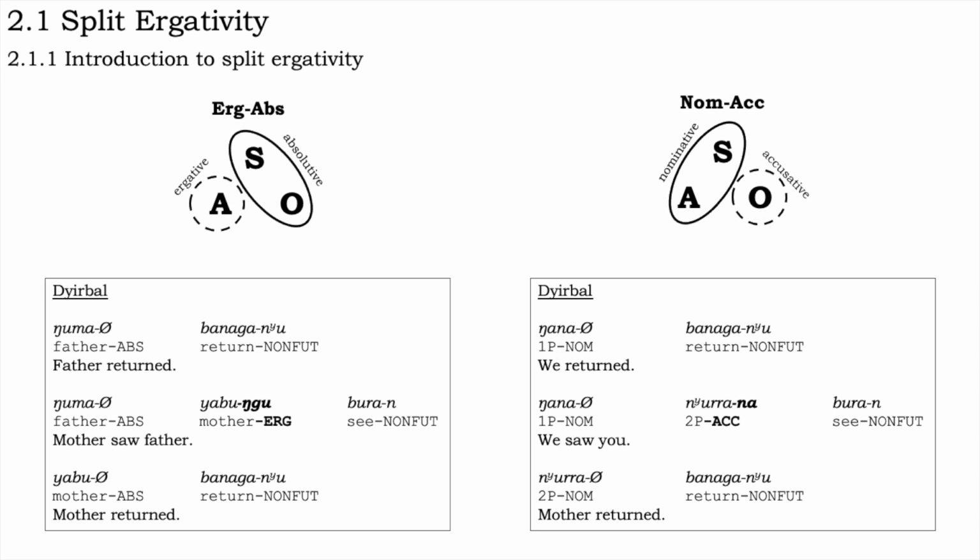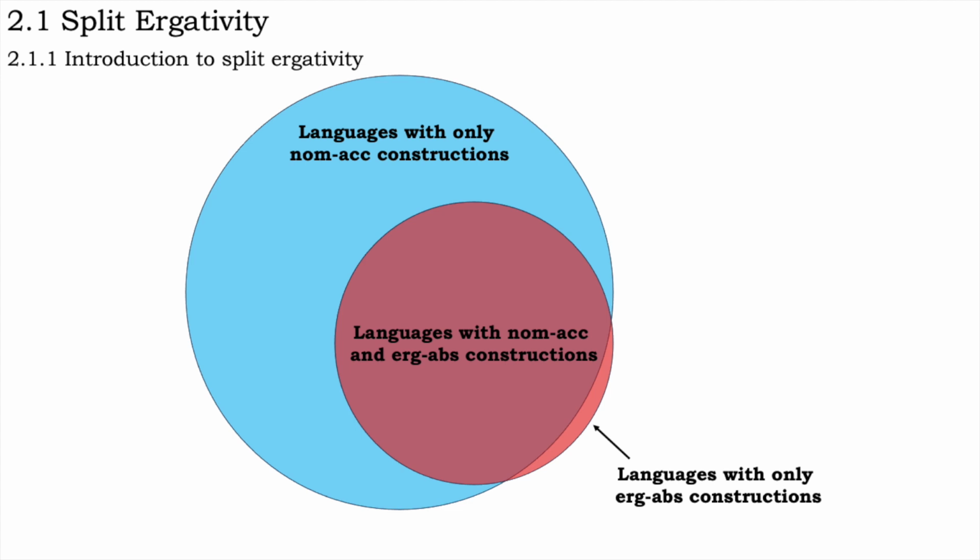What is odd about split ergativity is not that it exists. There are many other weird and wonderful alignment systems out there, but just how common it is. Almost every known so-called ergative language has some sort of split in its alignment.